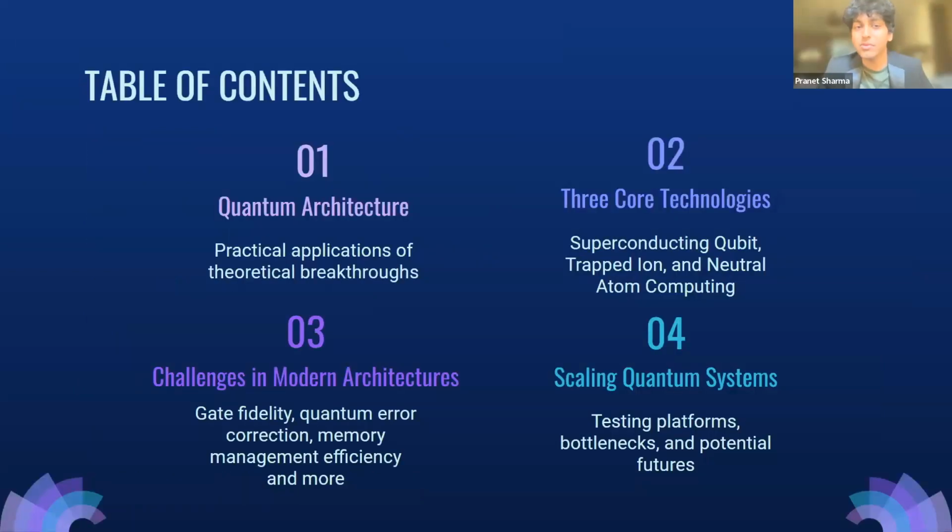Cool. So let's briefly overview what we'll be discussing today. We'll be starting off with what quantum architecture really is. Essentially, how do you structure practical applications of the incredible theoretical breakthroughs that came in the latter half of the 20th century? And then we'll be going over some of the core technologies that these architectures are based on, specifically the three core technologies of superconducting qubits, trapped ion computing, and neutral atom computing. We'll then be talking about challenges that these modern architecture techniques face, where we see issues and where we can potentially alleviate them. Finally, we'll be talking about scaling these systems up to sizes where they can solve many of the problems that we want to give quantum computers in the future.